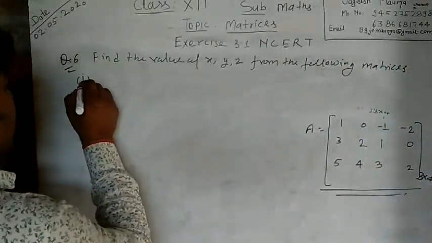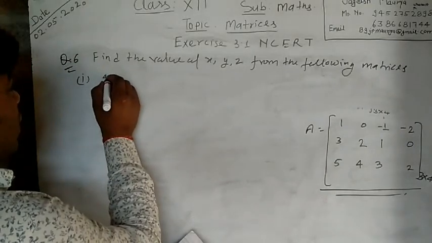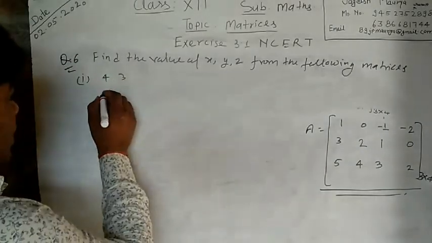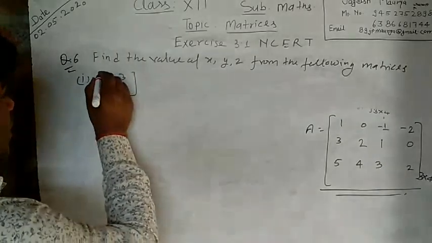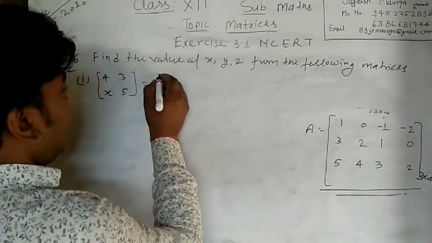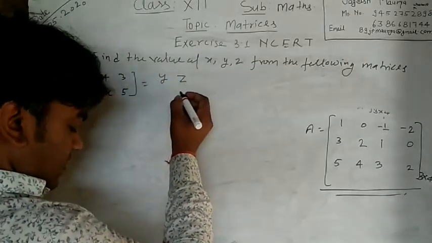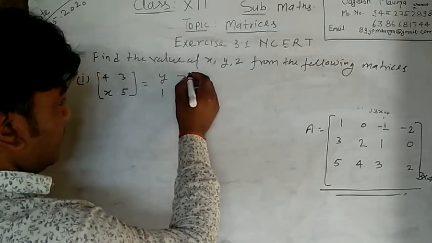First, the matrix 4, 3, x, 5 equal to y, z, 1, 5.